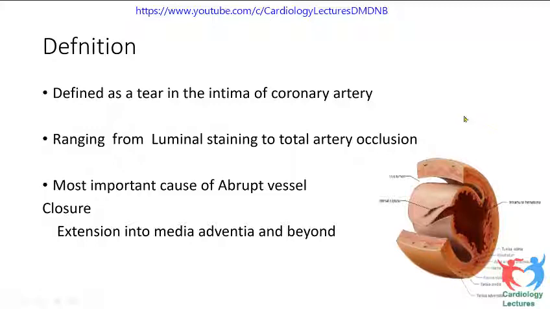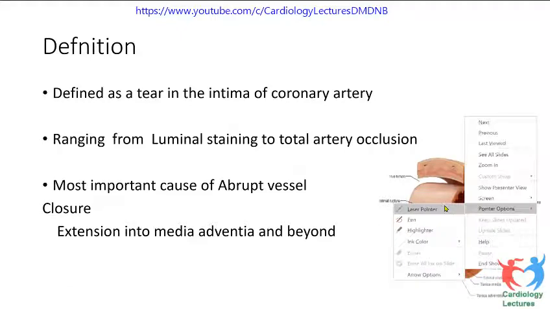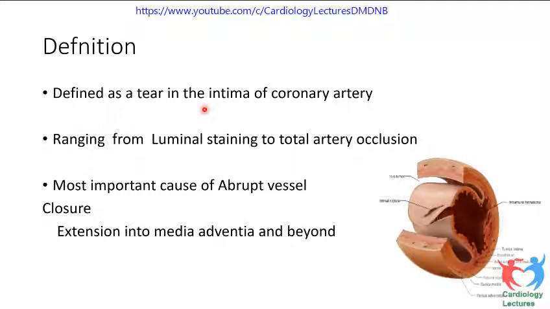So, what is a dissection? Dissection is a tear in the intima of the coronary, and it ranges from luminal staining to total occlusion. It is a very important cause of abrupt vessel closure, and it can extend into the media, adventitia, and sometimes beyond, where it can end up in a perforation. So this is a broad classification of a dissection.